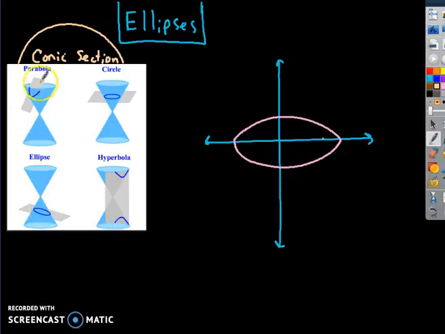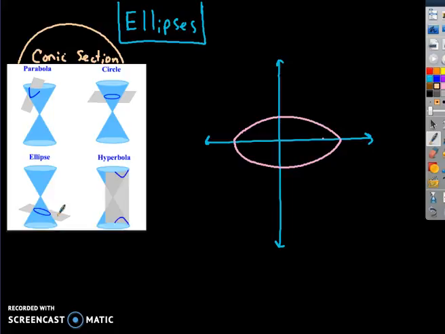Parabola: if I took this plane and sliced it through in such a way that I created this curve, I had a parabola. And if I sliced it in such a way that I had a curve on top and a curve below, that would be the hyperbola. That's the next lesson after ellipse. But right now we focus on the ellipse.